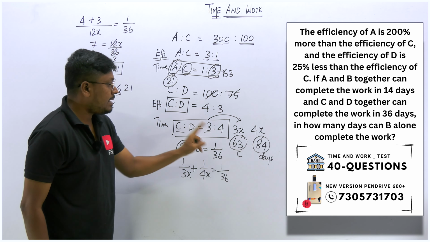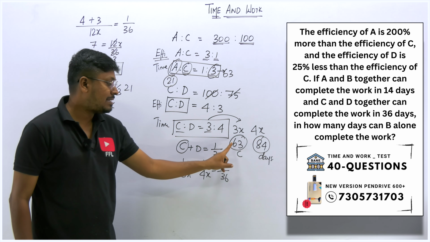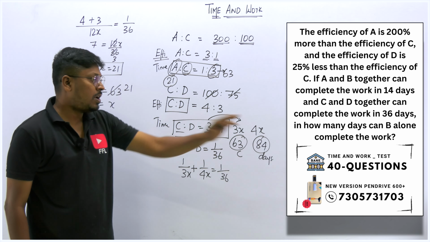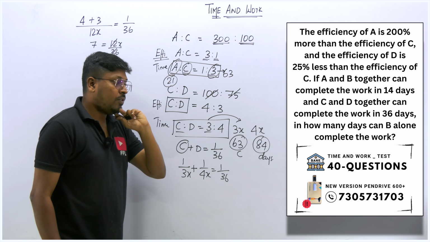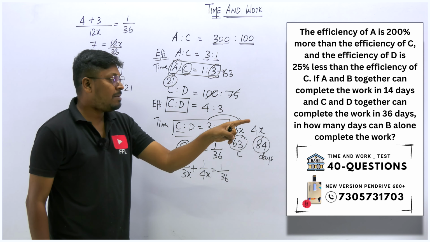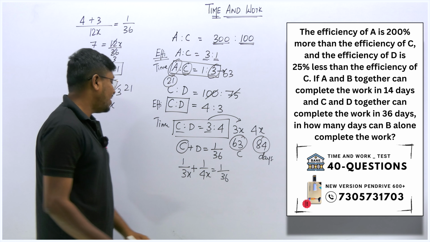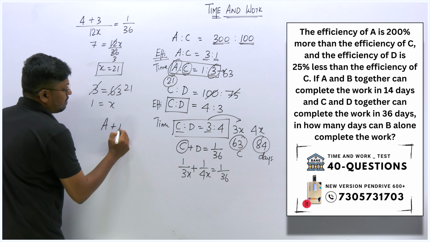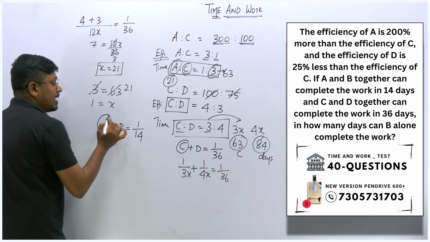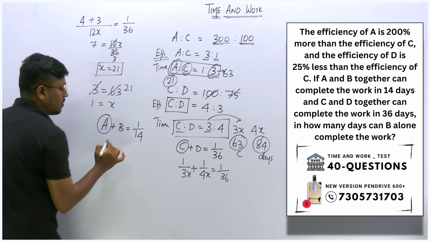So C can complete a piece of work in 63 days. And what about the person D? 84 days. So now our target is to find B, and what we need to do is, in the first equation you can see A and B together can complete a piece of work in 14 days. So A and B can complete a piece of work in 14 days. And we already know that A alone can complete a piece of work in 21 days.